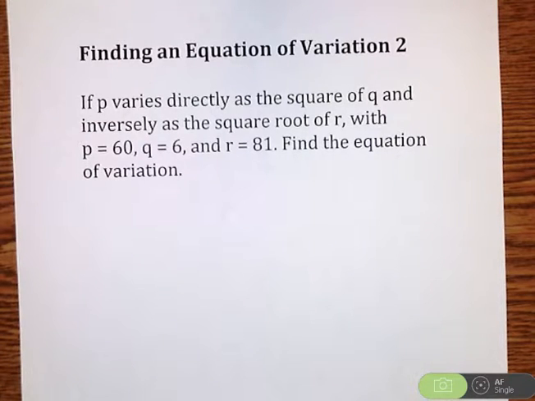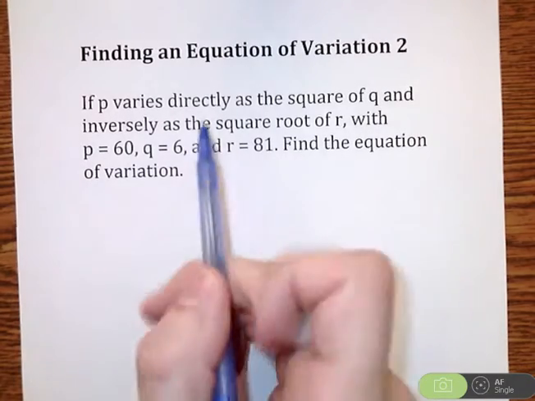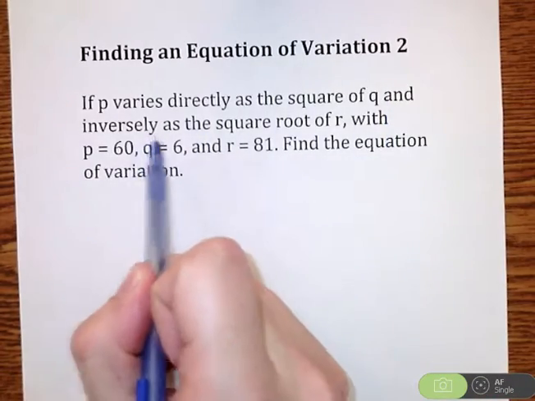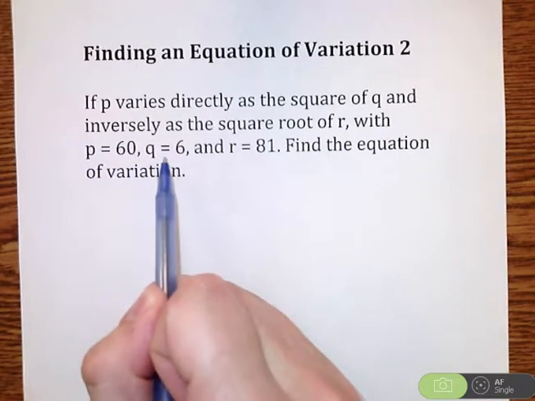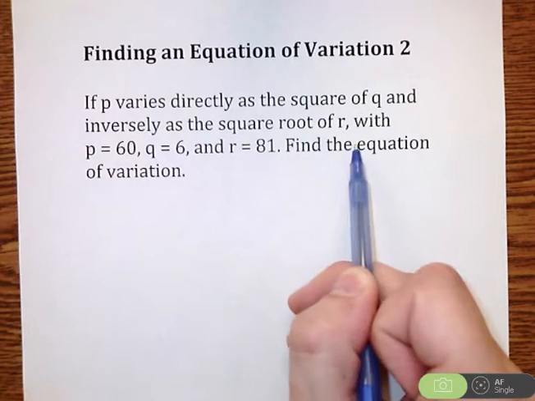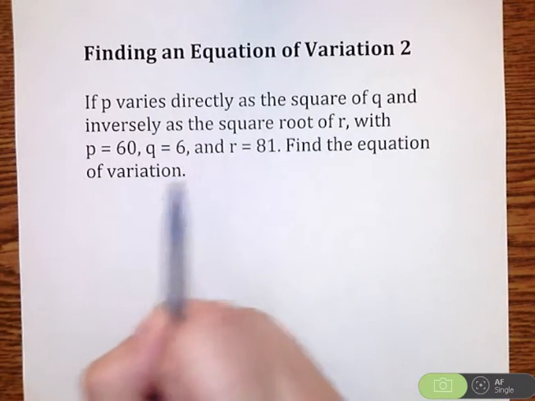All right, in this video I'm going to be focusing on another way to do a variation problem. This is my second video, finding an equation of a variation. This one's going to be a little bit more complex, but you'll find a lot of the routine is the same as the first one. If p varies directly as the square of q and inversely as the square root of r, with p equals 60, q equals 6, and r equals 81, find the equation of variation.